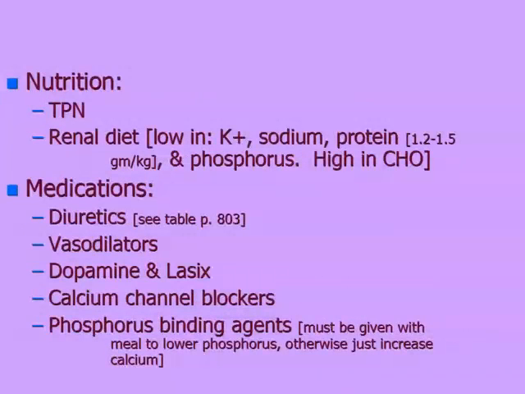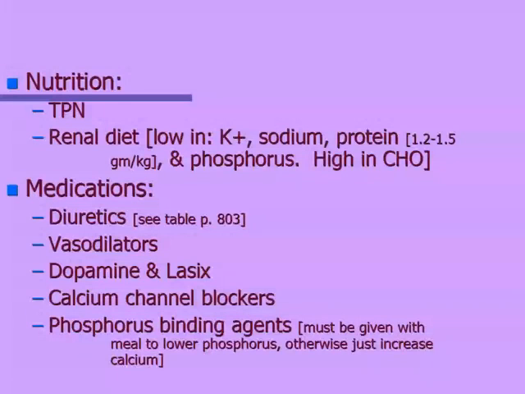Nutrition, TPN may be given. The renal diet will be one that's low in potassium, low in sodium, protein 1.2 to 1.5 grams per kilogram, which is low, works out to be about a 60 gram protein diet, and it has to be high in carbohydrates because you need calories in something.